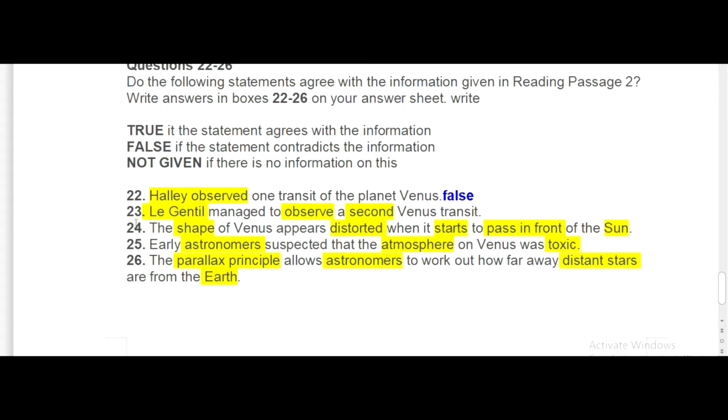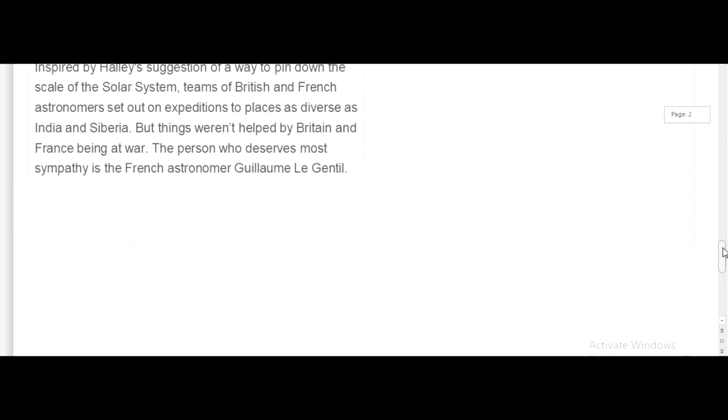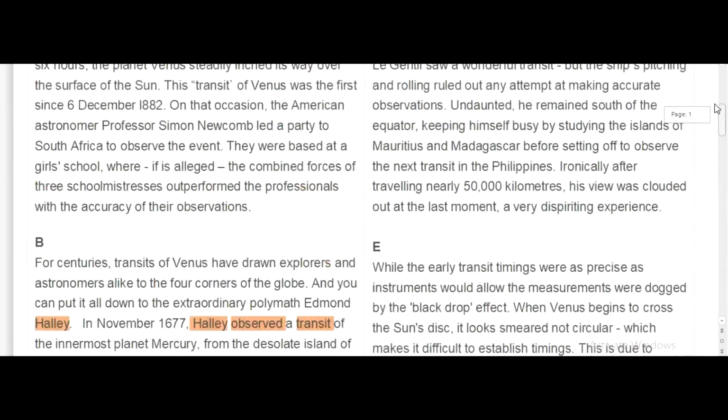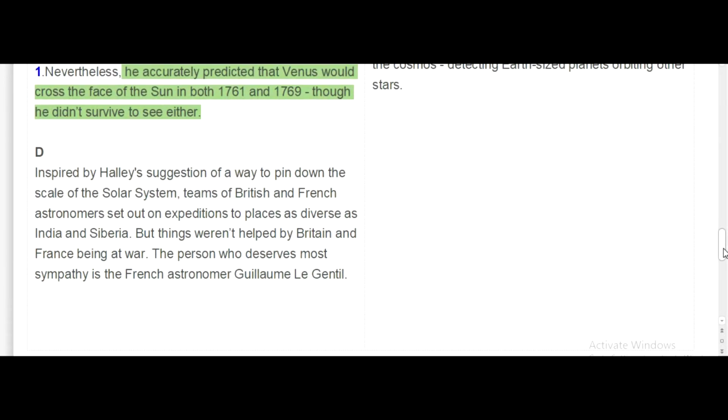And the question says, Gentil managed to observe a second Venus transit. So let's see. The answer to question number 2 has to be found after this point, because the answer to question number 1 was here, so second and third have to come after it, because this question type always comes in order. So let's start scanning.